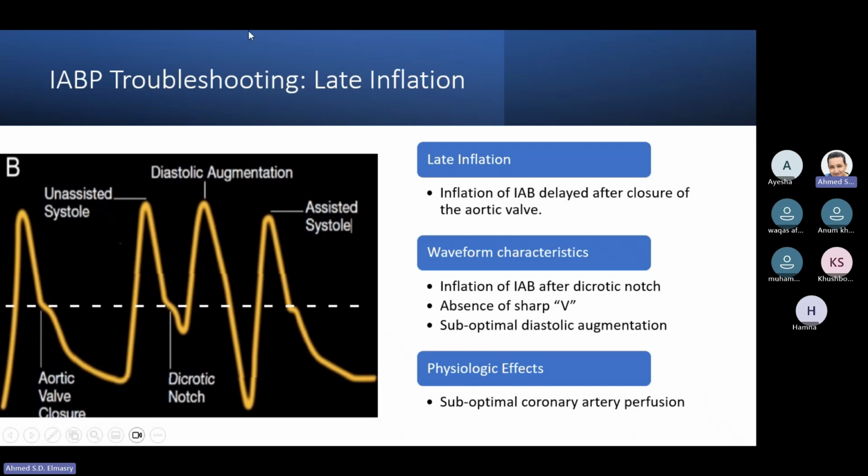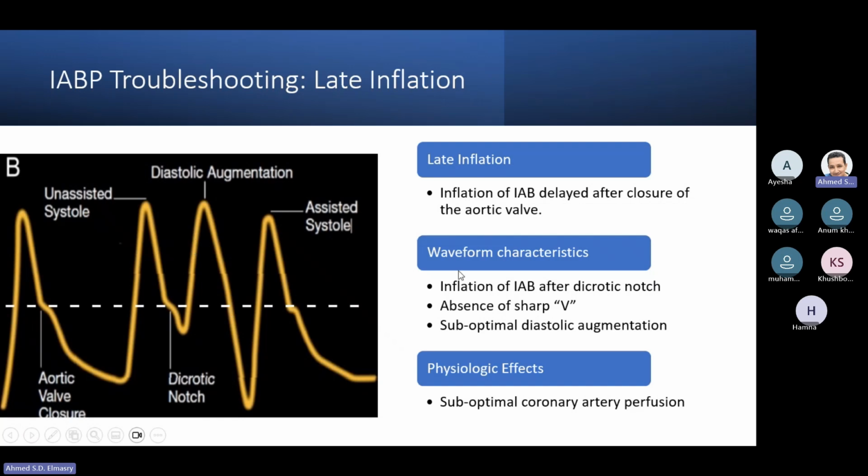And as you notice, it happened very late, so this will lead to suboptimal diastolic augmentation. Instead of happening here, the inflation point and the augmentation happened to reach this point. So the inflation started at this point. With full augmentation of the intra-aortic balloon, you will reach only this level. So what will happen with the late inflation is that the intra-aortic balloon started the inflation point after the closure of the aortic valve, and this will lead to suboptimal diastolic augmentation and also suboptimal coronary perfusion.